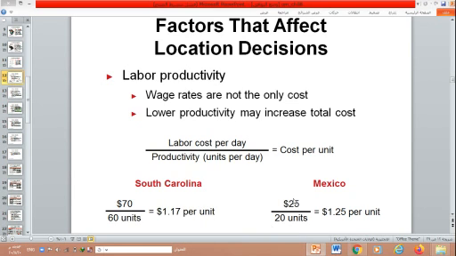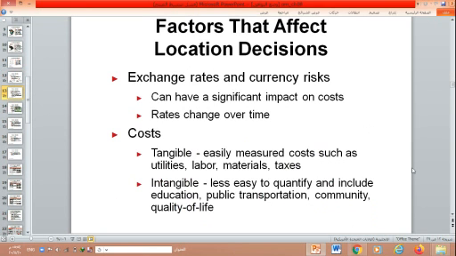So we should not only take into consideration the wage rates or labor cost, but also, to move from one country to another or from one area to another, we have to take productivity into consideration as well. Okay. The second factor that affects the location decision is exchange rate and currency risks.